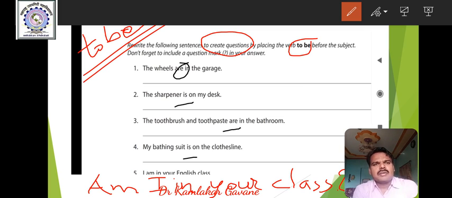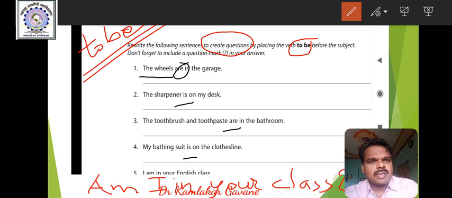Once we identify the forms of to be used in the sentences, it is very simple to create yes/no type questions. You just have to put the form of to be in the beginning and the subject after it. Let us take the first example. In the first sentence, wheels is the subject, are is the form of to be, and we will begin our sentence with are and then put the wheels. Are the wheels in the garage?